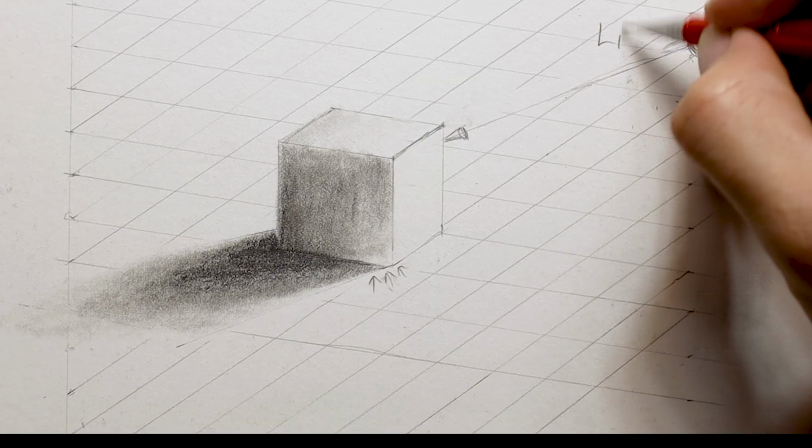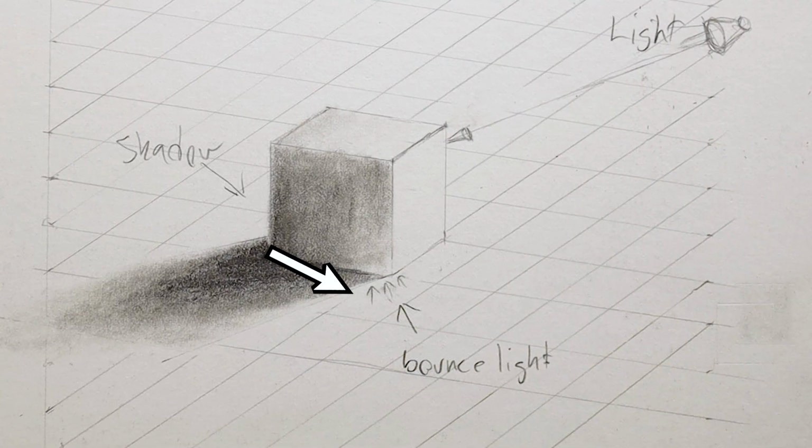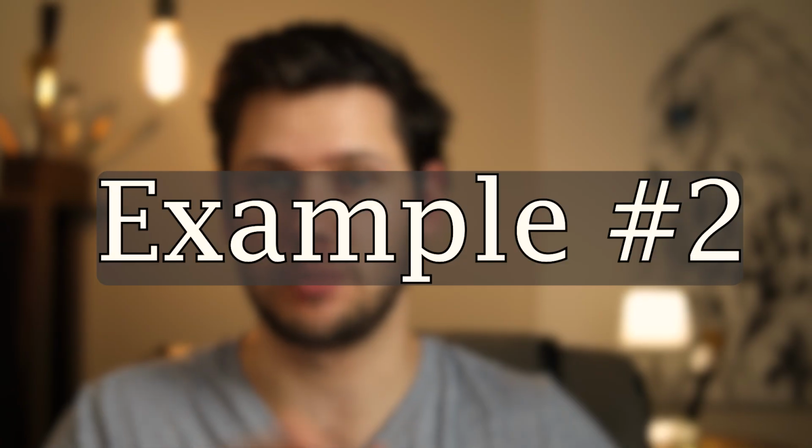And the last thing is the part of the cube that is closest to the ground and is closest to the fully lighted floor will have a small amount of bounce light that will reflect off the ground and illuminate the side closest to it. This small little detail will really help your drawing and make it look incredibly 3D and really place it in your drawing. So now we can move on to example 2, spheres, aka balls.